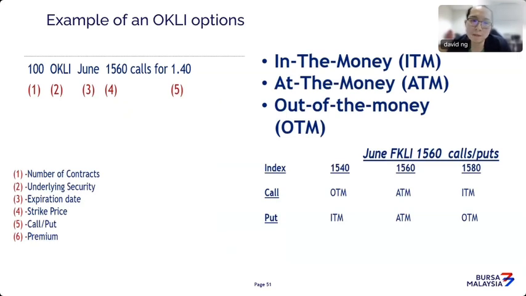So these are some examples. For example, here we have a quote for 100 lots of OKLI June contract. OKLI stands for options on KLCI at 1560. Now 1560 refers to the strike price, and this is a call contract. And 140 cents is obviously the price or premium you pay for this particular strike price call contract. Different strike prices come with different premiums, depending on how far the strike price is from the underlying asset price.